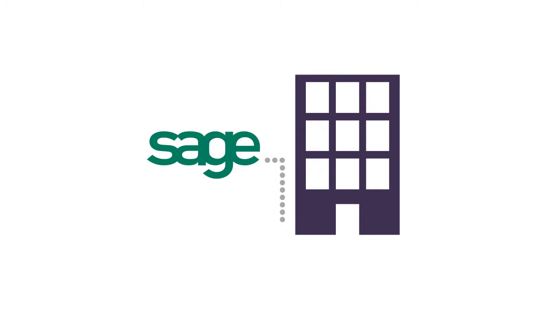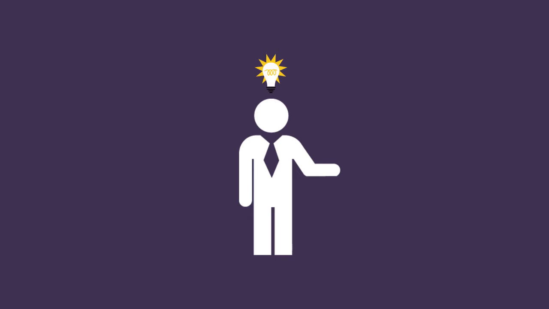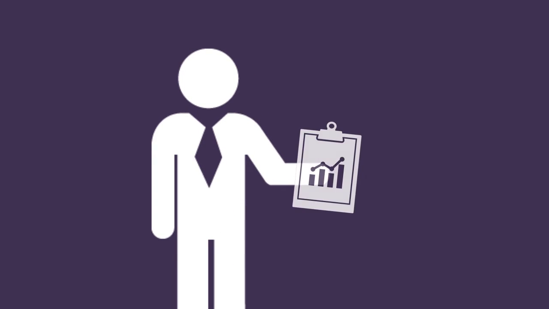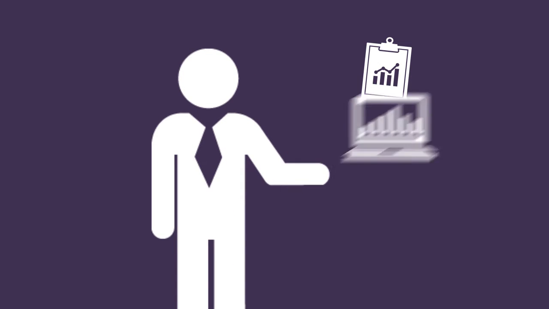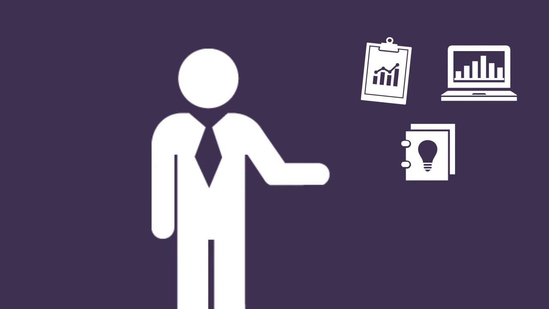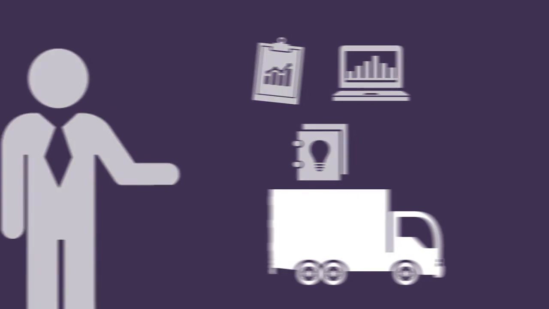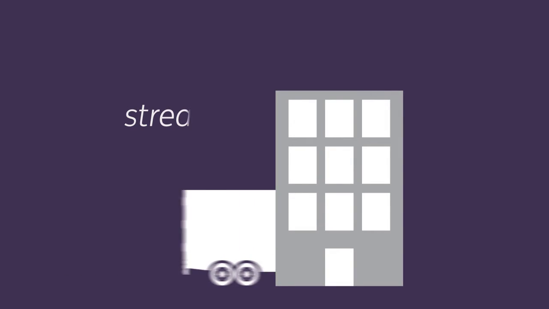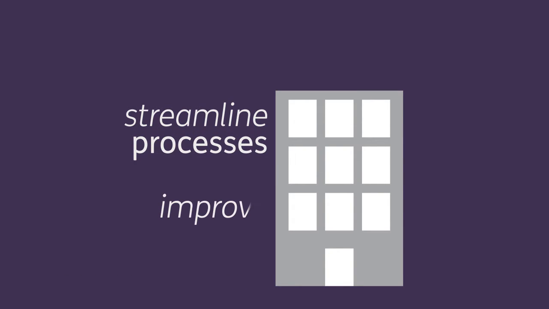Create business advantage with Sage 200, as it connects every department to give you visibility over your organization. Helps you make better decisions faster with flexible reporting and a range of business intelligence solutions. Drives efficiency within the business and streamlines processes to improve productivity.